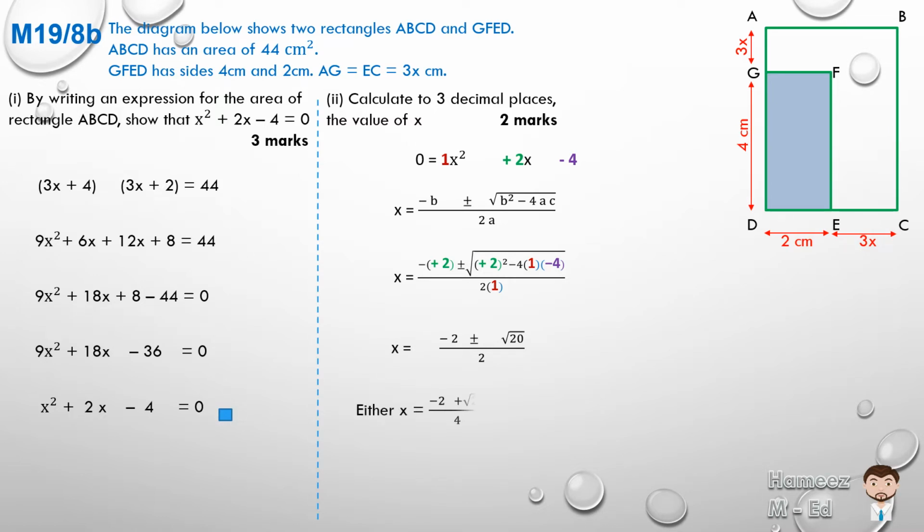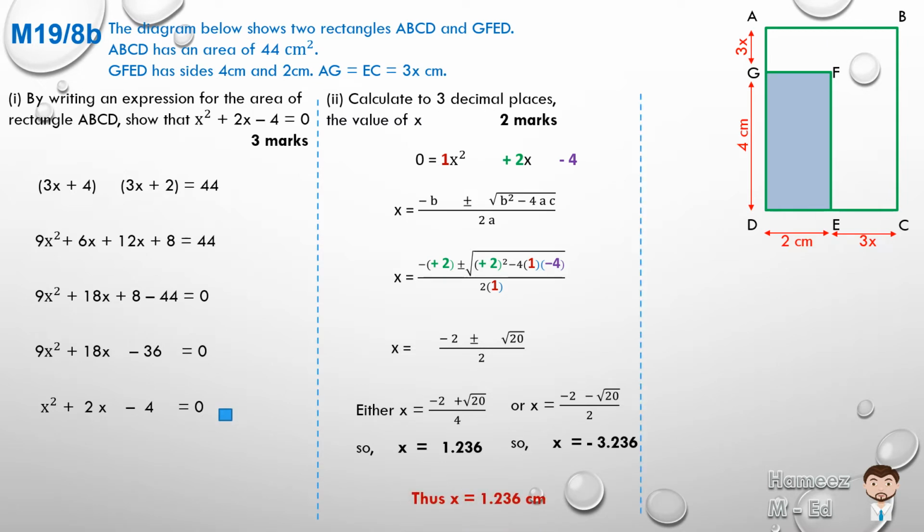So either x will be equal to minus 2 plus the square root of 20 over 2, which gives us x is equal to 1.236, because we want our answer to 3 decimal places, or x is equal to minus 2 minus the square root of 20 over 2, which works out to be minus 3.236. And obviously, if we're measuring a length, then the length will be positive. So x will be 1.236 centimeters.